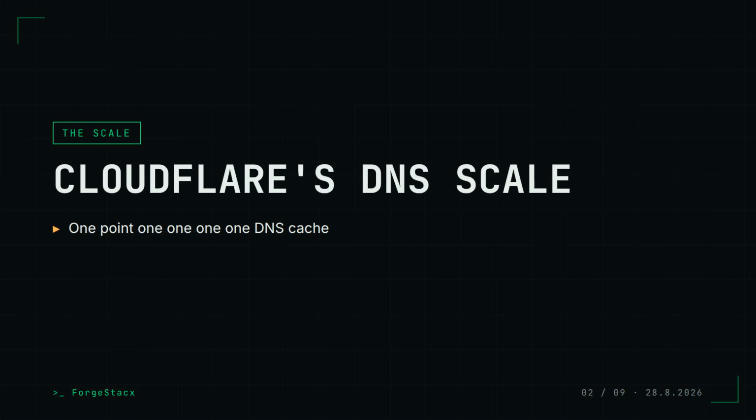When you query a domain name, you expect an answer in milliseconds. But behind that speed lies a massive caching system. Cloudflare processes billions of queries every single day. To handle this load, they keep a huge amount of data in memory. The more domains they cache, the faster the response times for everyone.